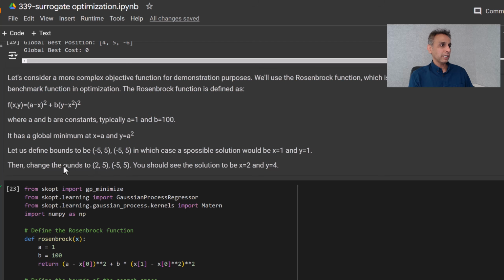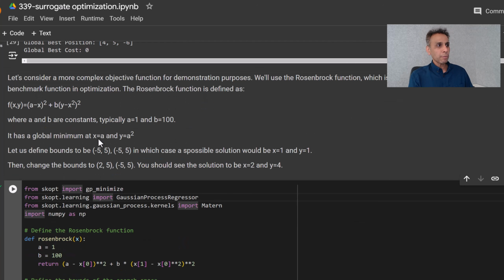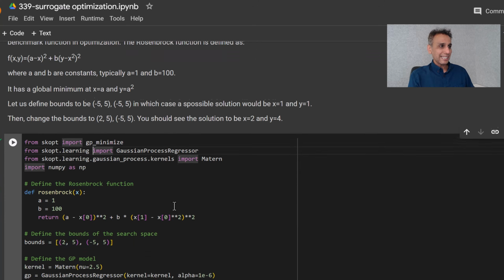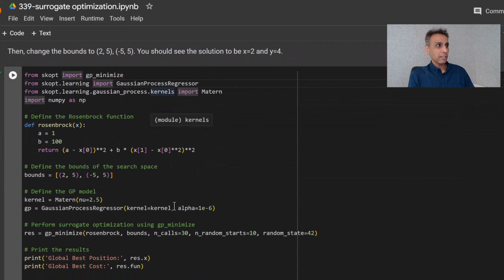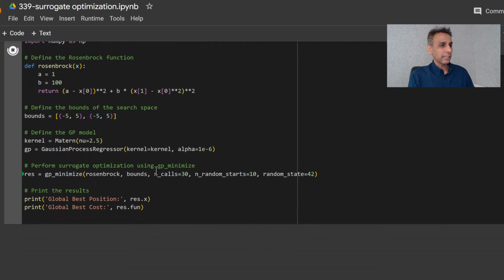Oh, I should have put b right there. I literally finished writing this. Okay, change the bounds to this. I'm using exactly the same library as earlier, except I'm changing the objective function to the Rosenbrock function. And let's change the bounds here. First, let's start with -5 and 5 and see what we get. I think we'll get 1, 1 or 2, 4, depending on the starting point. But if we get 1, 1, let's change this to 2 and then see if the solution actually changes.